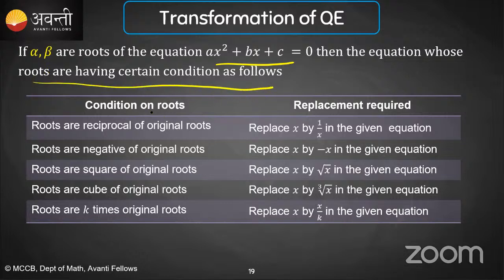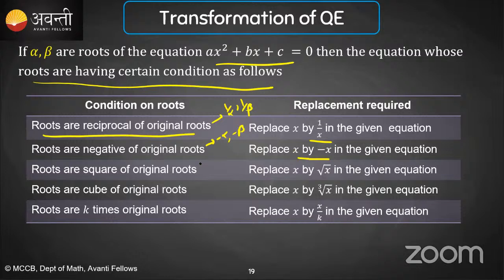So what are the conditions on the roots? Roots are the reciprocal of the original roots, right? So the roots are now 1 upon alpha, 1 upon beta. You can think that we replaced x with 1 upon x. Similarly, if the roots are negative of the original equation's roots, this we have also done. There we substituted x with minus x, so replace x with minus x in the equation.